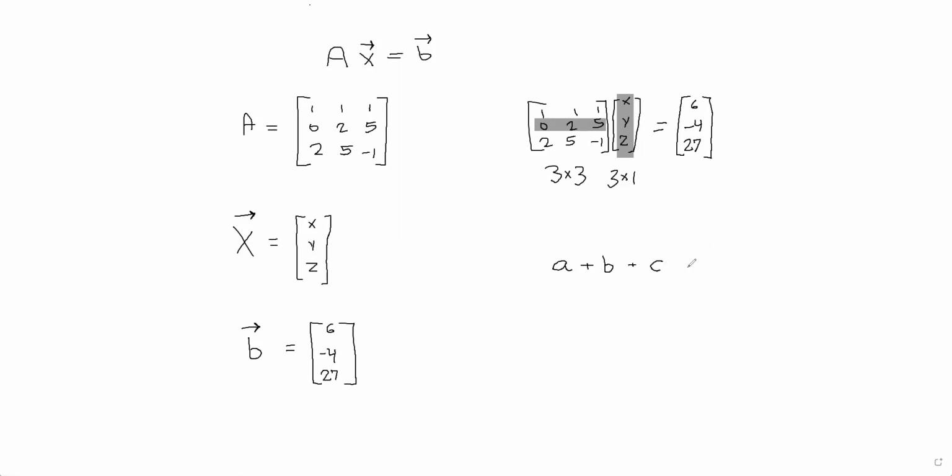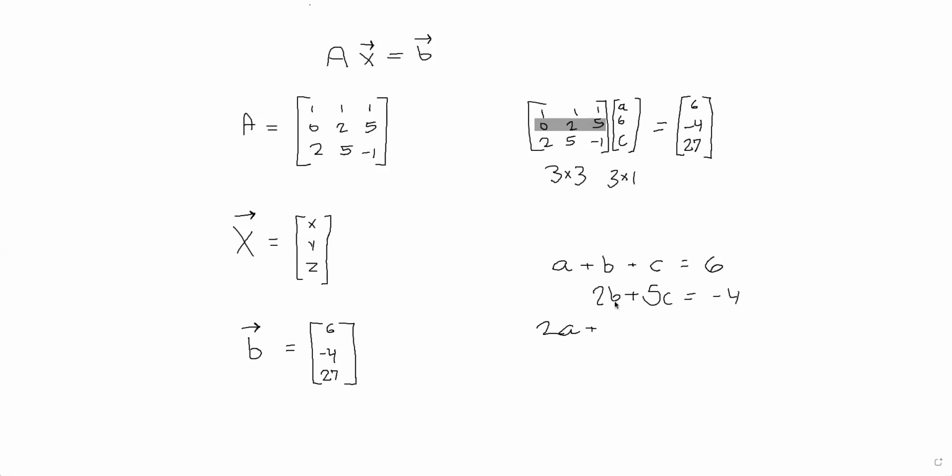I apologize about kind of being all over the place, but then again, it's probably what you're used to by now. So we have a plus b plus c equals 6. Oh, and then I forgot to change this. And then we have 0a plus 2b plus 5c equals -4. Then we have 2a plus 5.